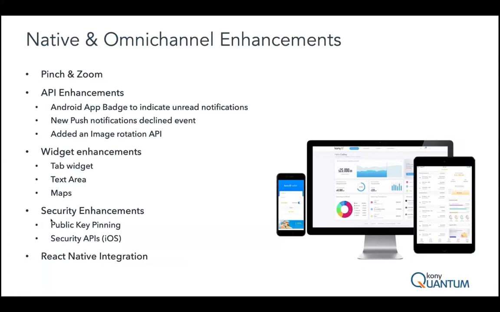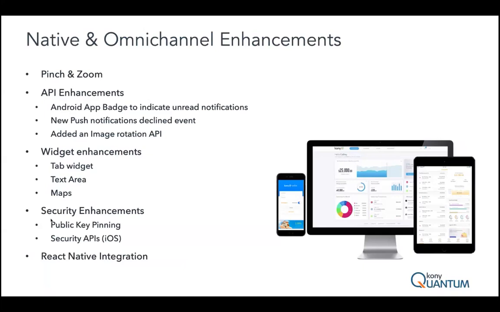Like in this particular release, we added the simplicity of adding pinch and zoom capability within applications. So you can pinch and zoom image widgets. You can add stickers on images and things like that, and then pinch and zoom and maintain the positions and all of those. But we have also added other API enhancements like the Android app badges, the new push notification events, and the image rotation APIs. We've also made enhancements to the widgets, like the tab widget, text area, maps, and things like that.